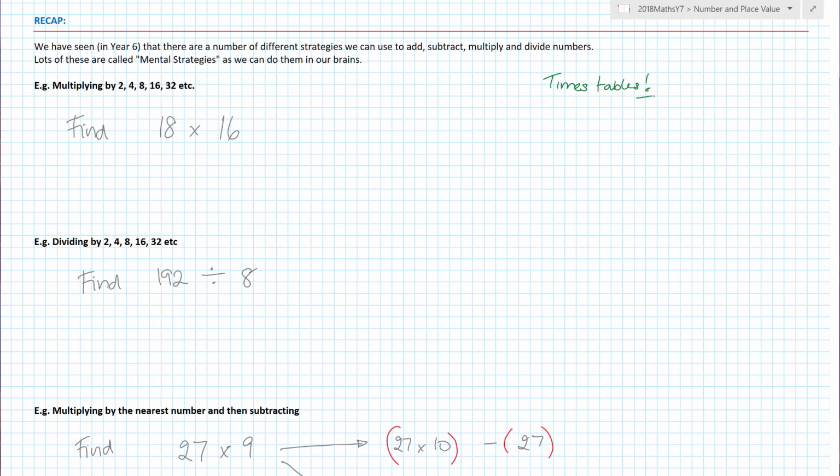So here are examples of, for example, multiplying 18 by 16. Can we do this in our head? Absolutely you can. Not by using long multiplication and putting that strange 0 in.